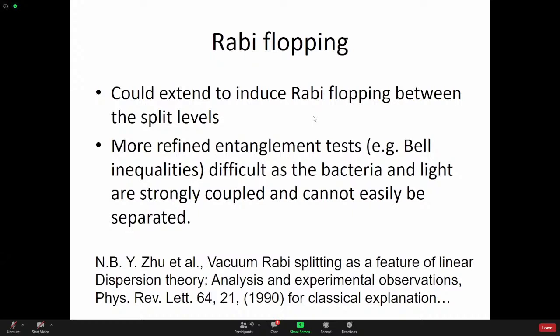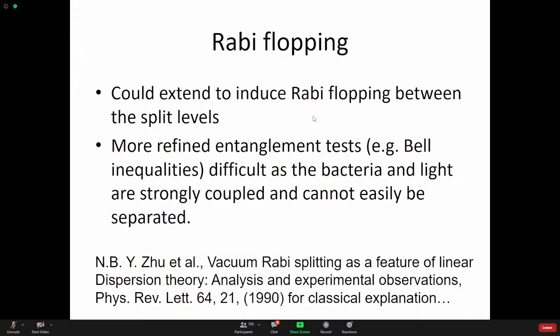In order to really be fully convincing that this is quantum, I would say it's not even enough to do a Rabi flopping between the two levels. What you really should be able to do is make measurements on the two subsystems separately.